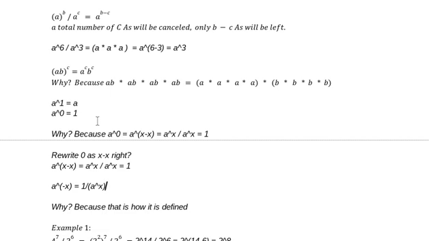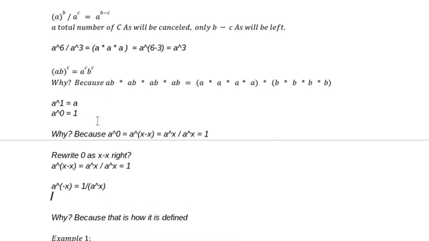The next one, what is a to the power of negative x? So a to the power of negative x is equal to a to the power of 0 minus x. So this is equal to a to the power of 0 divided by a to the power of x, so it would be 1 over a to the power of x.